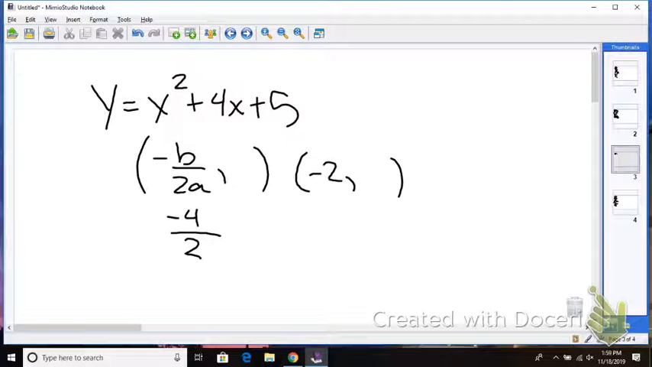And then what do I do to find the y value? Plug it back in. So when I plug in negative 2, I get 4, and then minus 8 plus 5. So 4 minus 8 would be negative 4, plus 5 would be 1. So that's your vertex. Is that what you guys got?